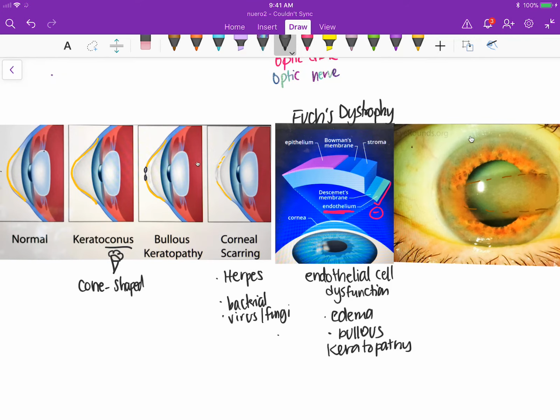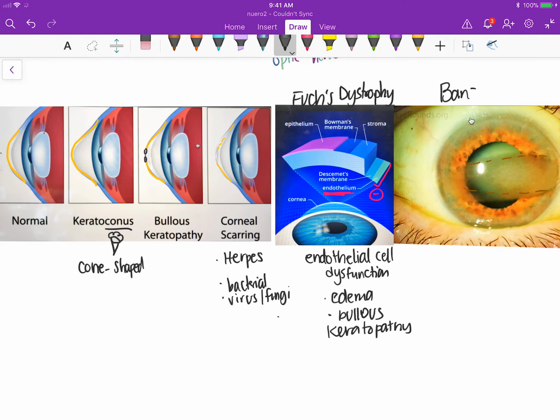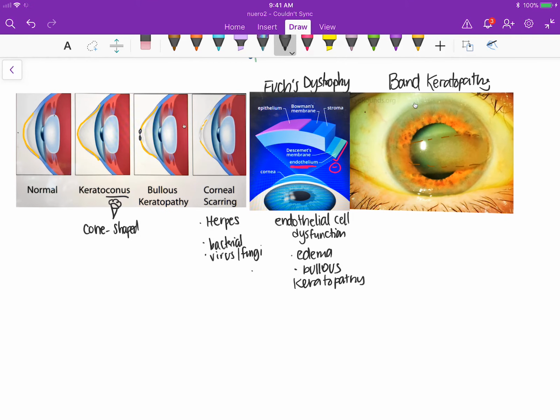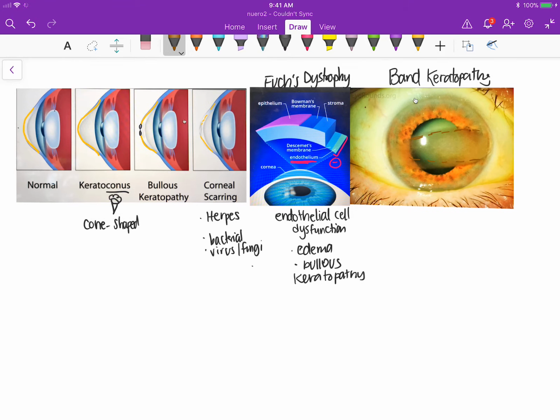Next, we have something called band keratopathy. And this is kind of self-explanatory. As you can see from the picture, here's a band. And what is this band for? Well, it's basically a band of calcium. So it's just calcium deposited in the cornea.